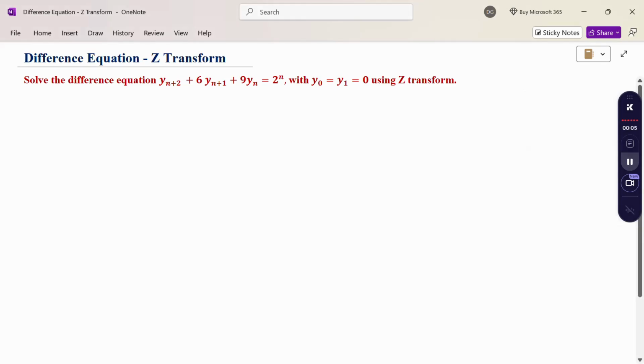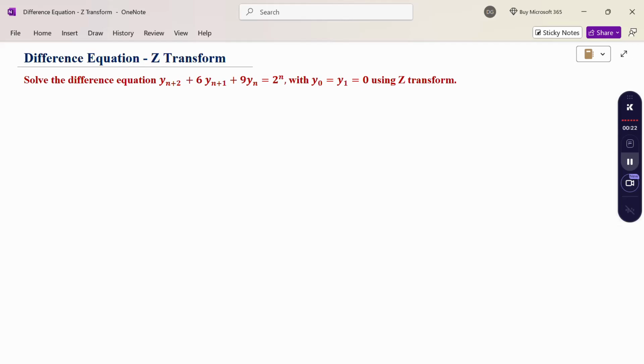In this section we are going to discuss a difference equation Z transform problem. Solve the difference equation y(n+2) + 6 y(n+1) + 9 y(n) = 2^n with y(0) = y(1) = 0 using Z transform.